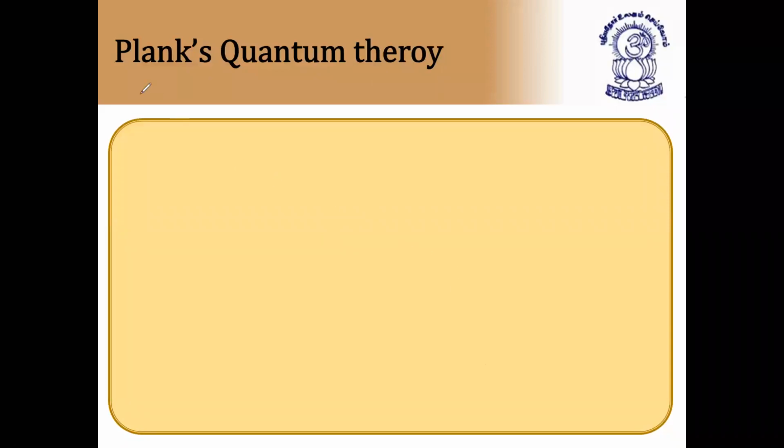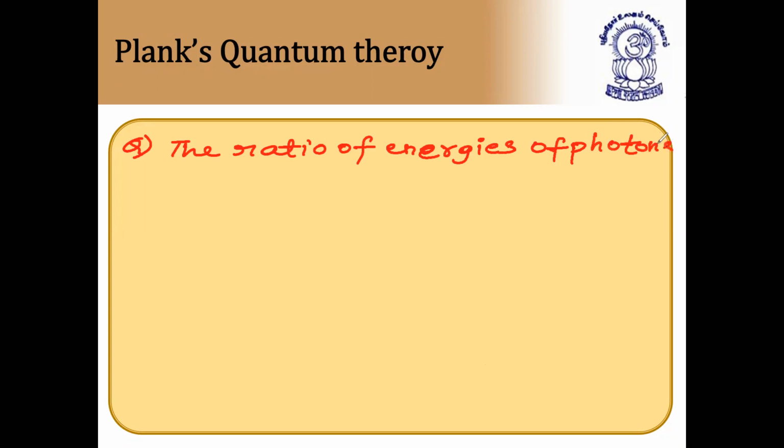The ratio of energies of photons with wavelength 2000 angstroms and 4000 angstroms is?